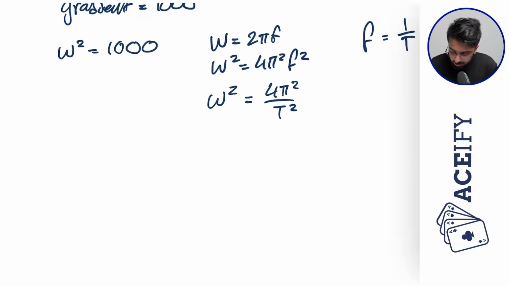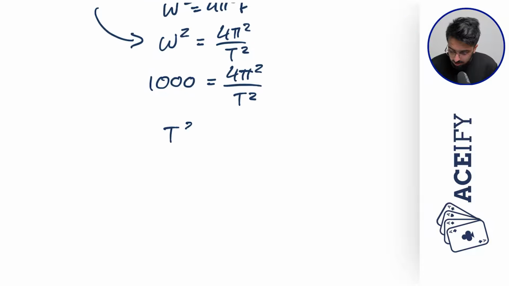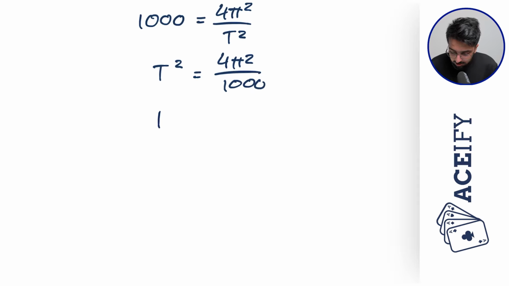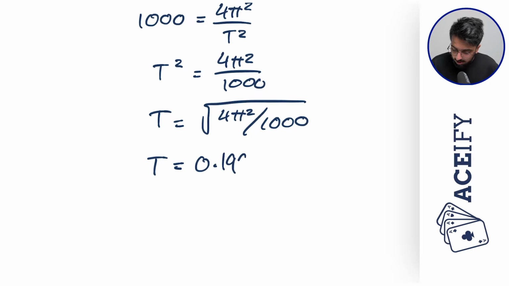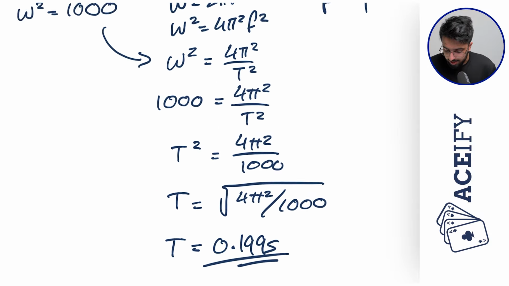So therefore we can plug this into here and we get 1000 is equal to 4 pi squared all over T squared. T squared is obviously equal to 4 pi squared all over 1000, and so therefore T is equal to the square root of 4 pi squared all over 1000. And this gives us a T value of 0.199 seconds. There we go. So that is our T value.